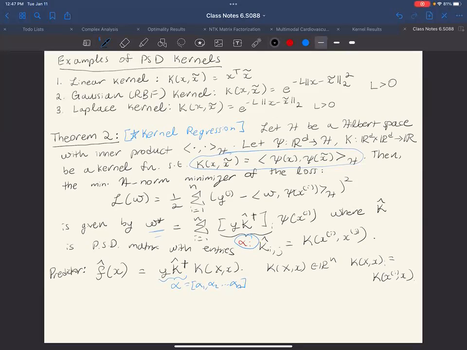And this looks a little bit familiar to linear regression. So remember, in linear regression, what did our predictor look like at the end of the day? It looked like y x dagger x. So you see there's somehow this parallel. We have a y x dagger here. In kernel regression, we have some y k dagger here. And then instead of x, we have a k of x comma x.